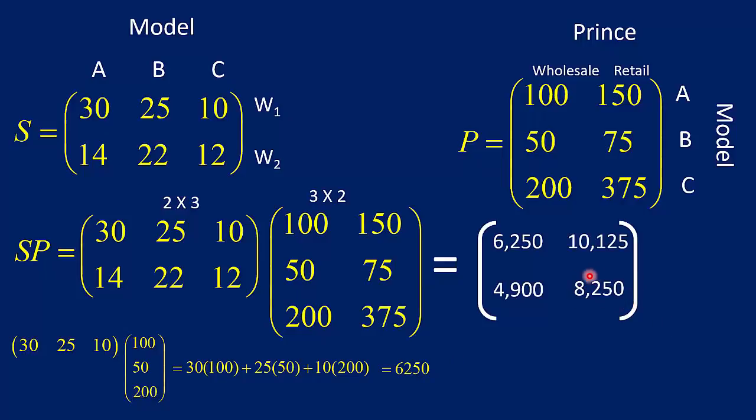For example, this number right here, 8,250. What is that? Well, that is row 2, column 2. So what would that be? That would be the retail value of the product at warehouse 2. See? So this is the retail value of product at warehouse 2. So here you can see, yeah, sometimes it's probably pretty nice to have data like this in a matrix form.